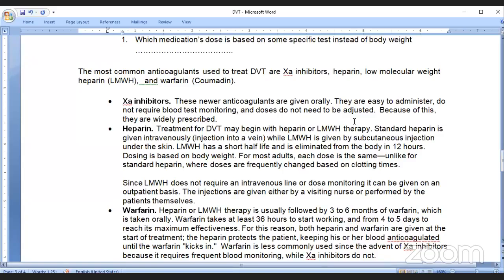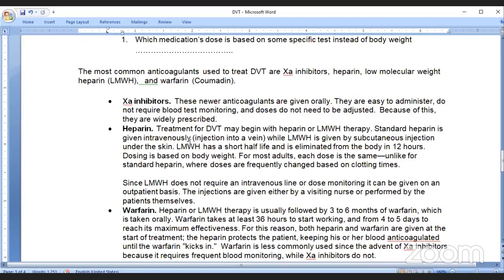And if we go here, 10A inhibitors are easy to administer and do not require blood monitoring, so they don't need to be adjusted. So this is not the answer. This is totally wrong. Now we have two options. 10A inhibitor is not the answer.